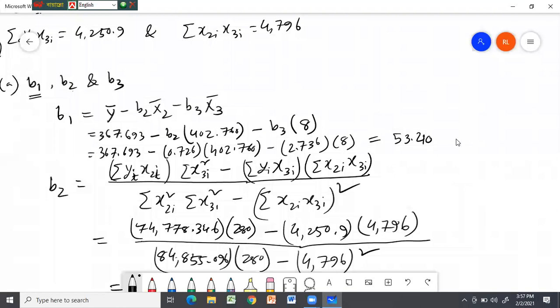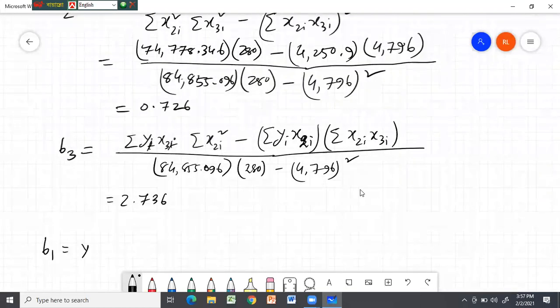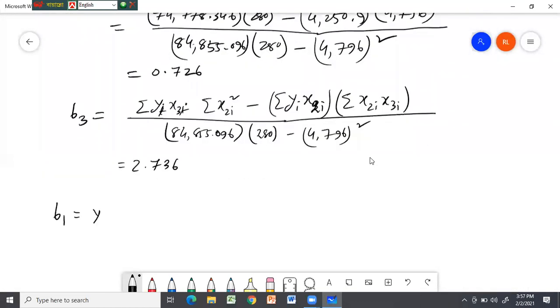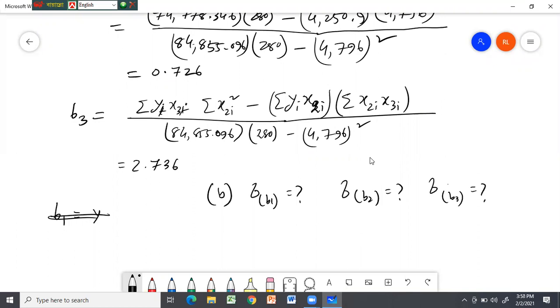So you have the B1 value, B2 value, and B3 value. All of those values have been already calculated. Now your second requirement, requirement number B, was the calculation of the standard errors. We have been asked to estimate the standard error of B1, the standard error of B2, and the standard error of B3. Okay, what are their values? It asks you to calculate them.